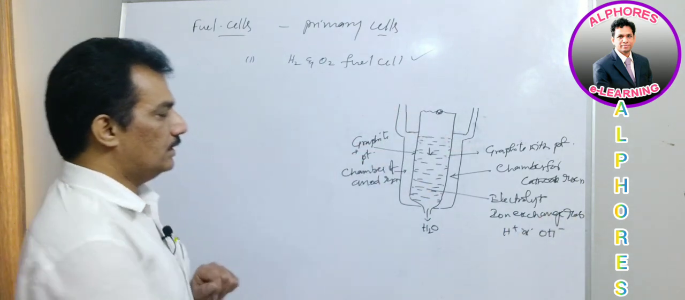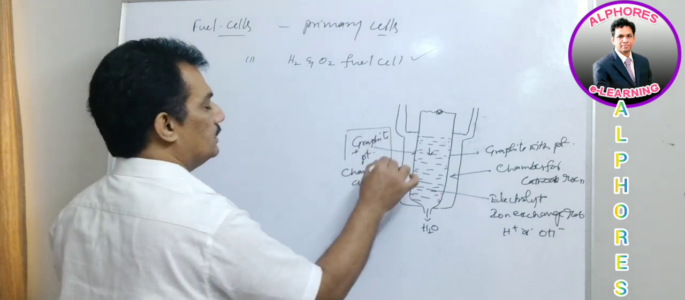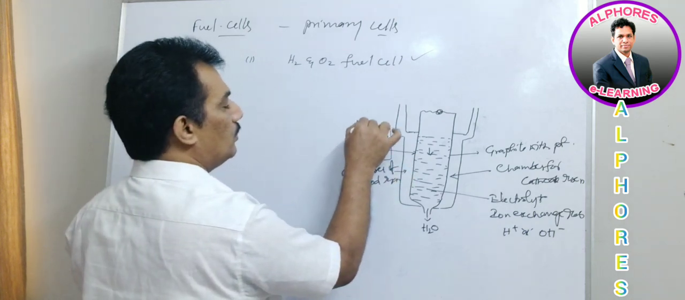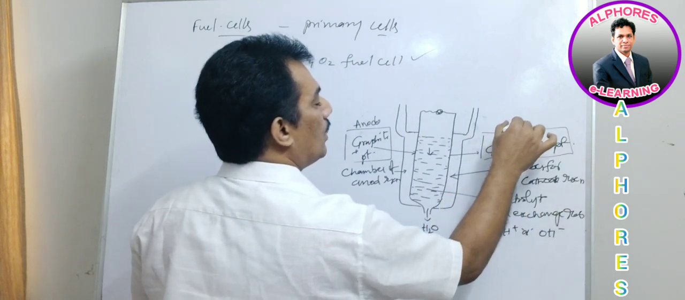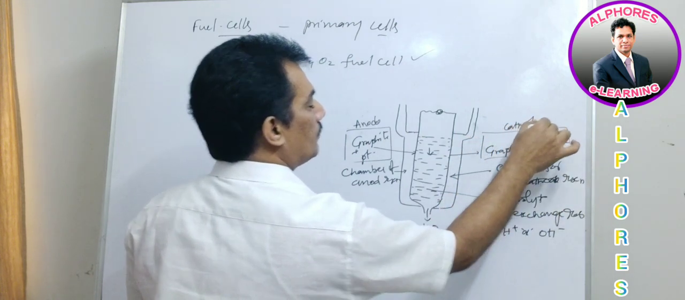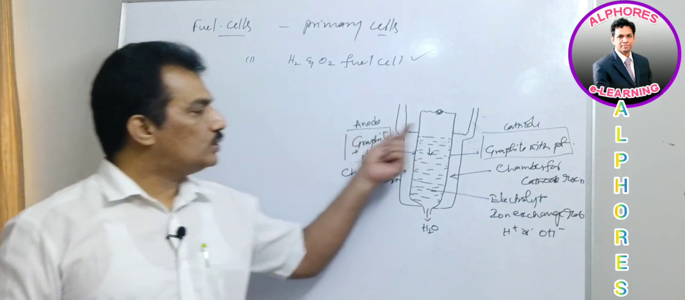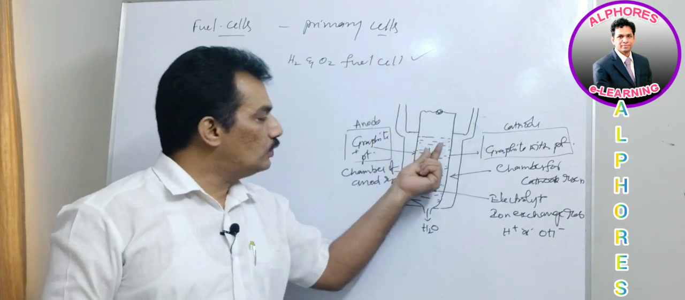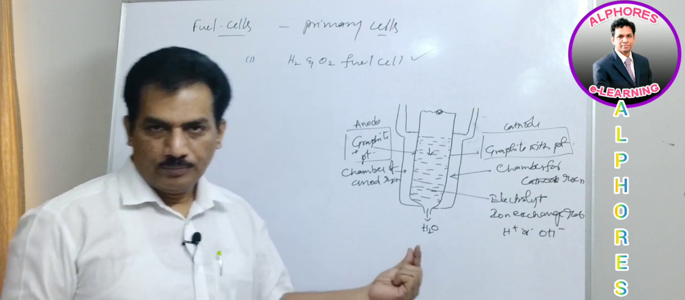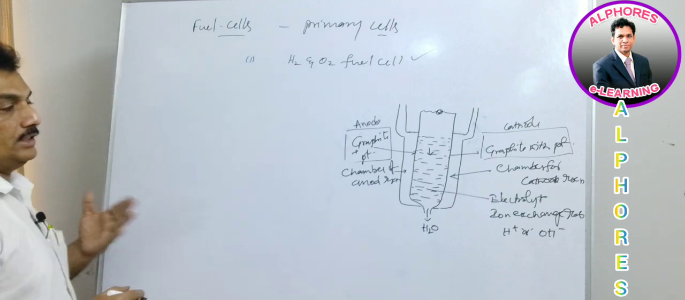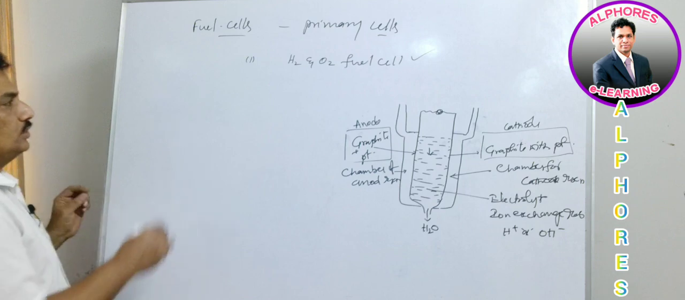This is the setup, that is, the electrodes are like this. This is the anode and this is the cathode. Clear? And now when these two are reacting, that is H2 and O2, if any water is formed, it will be allowed to pass out. And now let us go for what is happening at the electrodes.